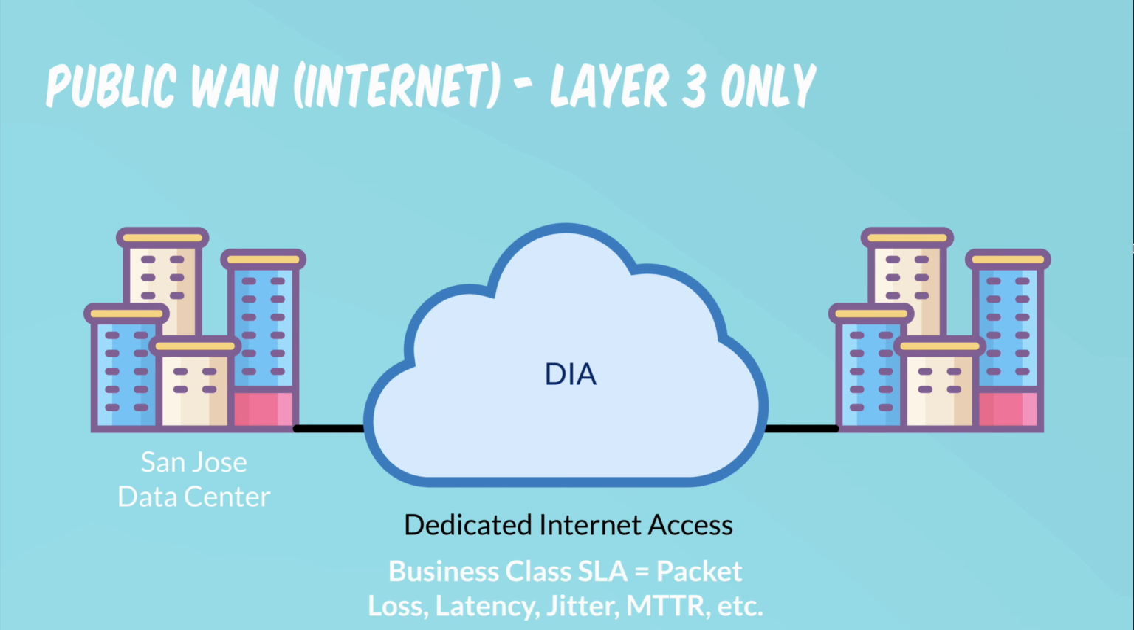However, what's nice about the DIA circuit is that it offers business class SLA. So things like packet loss, latency, jitter, mean time to repair, meaning when things go down, your service provider will be able to get it all up and running within a certain time frame. There are all those promises made, and if they can't keep their end of the bargain, there are financial penalties, meaning they have to give you a discount on your service for that month if they can't meet their SLA.